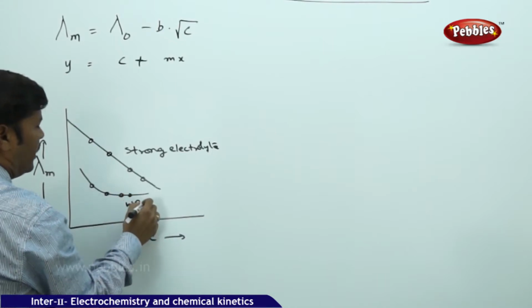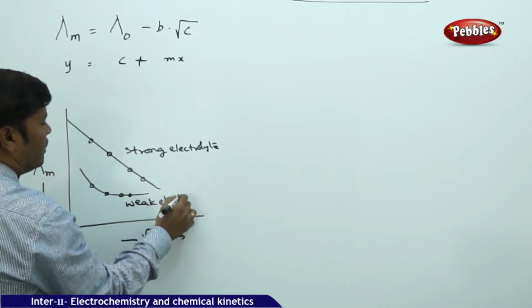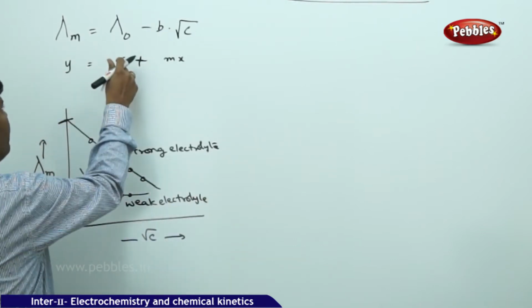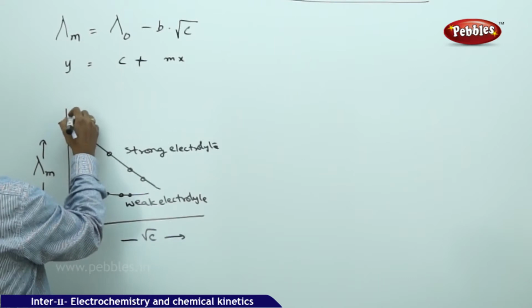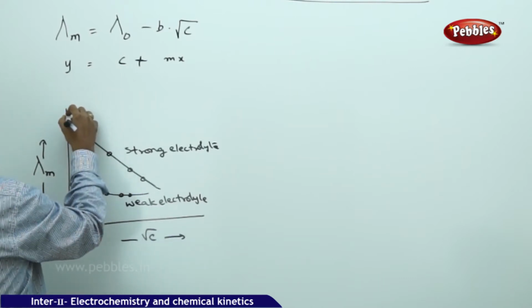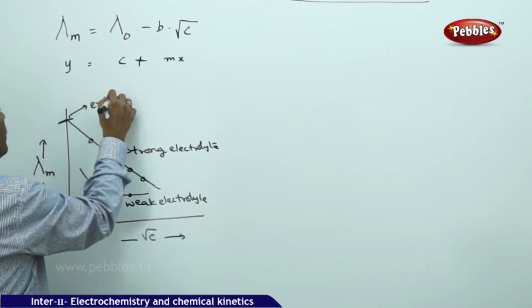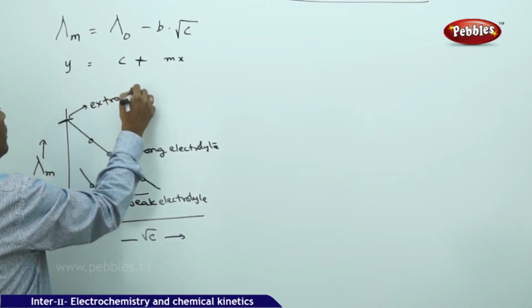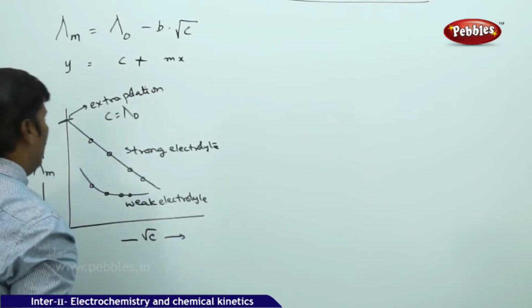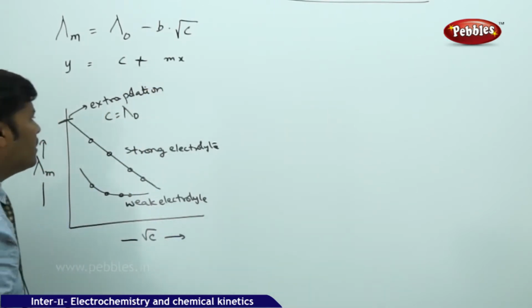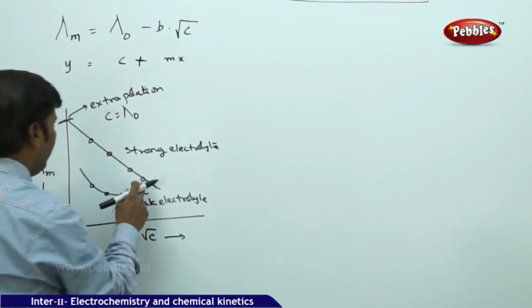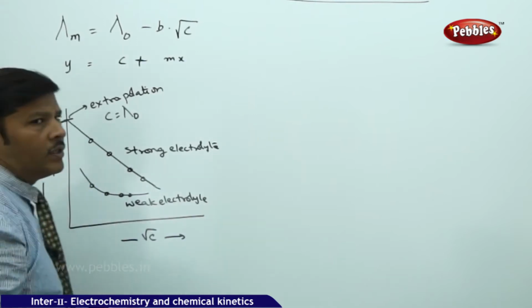This is for weak electrolytes. You can see the extrapolation is done for the intercept, so extrapolation is done at 0 concentration. This is the point of extrapolation, where C is equal to lambda naught. So for strong electrolytes, the extrapolation is done at 0 concentration, but for weak electrolytes extrapolation is not possible.